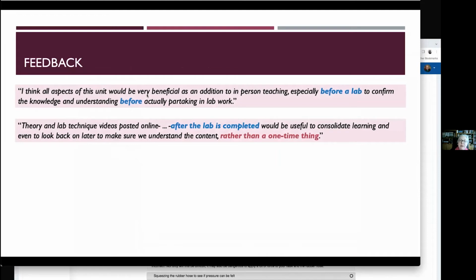what we found is the students really, really liked this. They liked being able to see this before a lab. They thought it would be very beneficial before going actually into the lab. But they actually mentioned they would like to be able to visit again after the lab. They thought that would be quite a powerful thing. So they didn't want to just see it once, they wanted to visit it again.